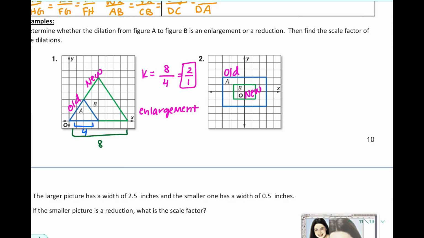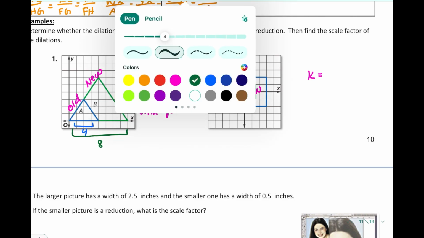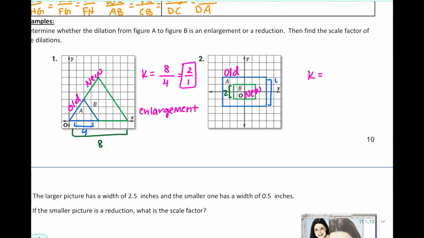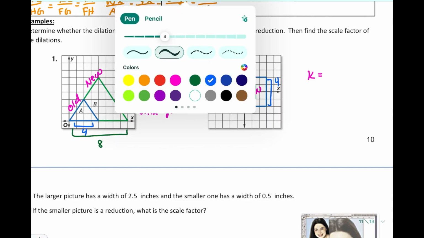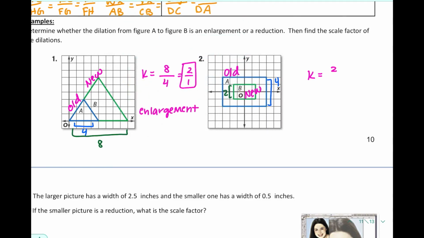The benefit of number 2 is those are rectangles, so it's a little bit easier to count the sides. I think what I'm going to do is count the height of each, though, because it looks like I have like a half unit if I were to count the width. So the height of the green figure is 2. The height of the blue figure is 4. Again, new over old, so the little one over the bigger one because the new one's green. I can reduce that to 1/2, and then again, we need the word, which is a reduction because the original figure got smaller.